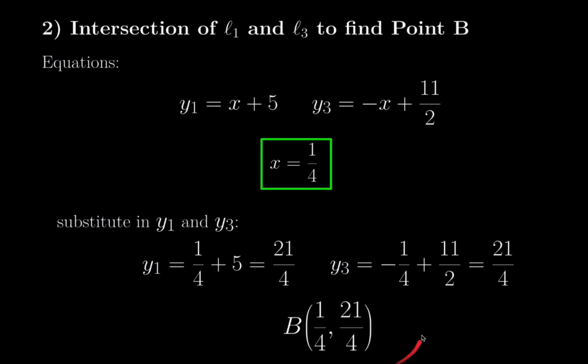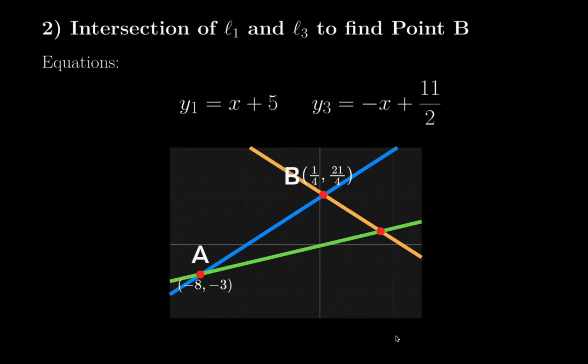Since both y values are equal to 21 over 4, we can conclude that the coordinates of point B are 1 over 4, 21 over 4. So now that we've obtained the coordinates for point A and point B, all that's left is to find the coordinates of point C, which is described as the intersection between line 2 and line 3.